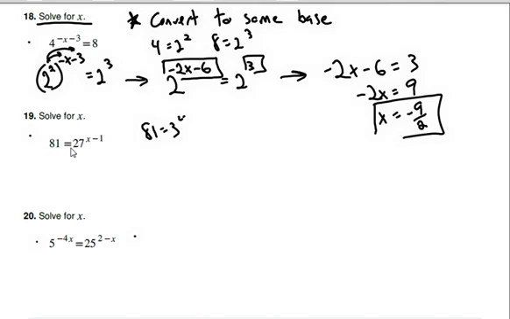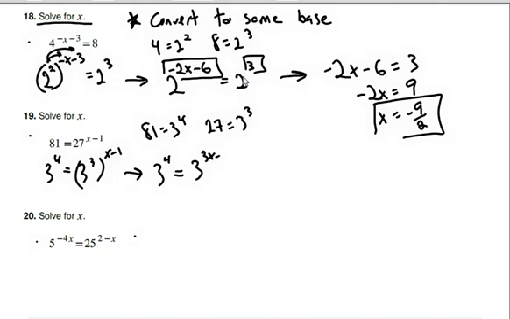It kind of helps to know your powers, or at least to maybe experiment with some of them. So 81 is 3 to the 4th, 27 is 3 cubed. You're really only going to have powers of 2, 3, 4, 5, 6 in some of these. So let's just write those off to the side. So I'll rewrite 81 as 3 to the 4th. I'll rewrite 27 as 3 cubed, but all that in parentheses to the power x minus 1. So distribute that 3, and so I have 3 to the 4th equals 3 to the 3x minus 3, distribute that 3.